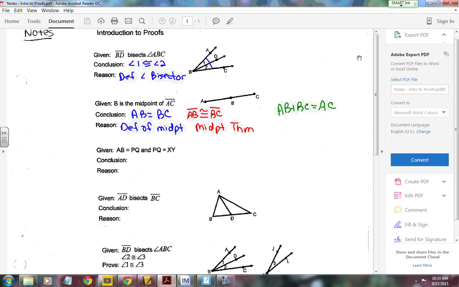Very good. Okay, now this one's easy. Okay, this is easy. I'll open this for you. You're given AB equals PQ. PQ equals XY. Conclusion AB equals XY. Okay, conclusion AB equals XY. What's my reason? Transitive. Very good.